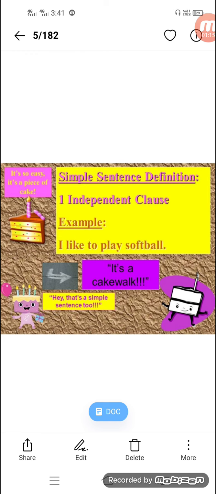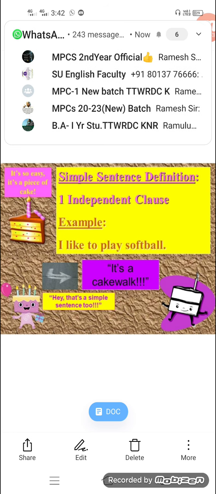Now let us see the simple sentence definition. A simple sentence is a sentence in which we can see an independent clause and a phrase. For example, if you see here, I like to play softball. Here there is an independent clause and there's a phrase. Okay, this is about the simple sentence.